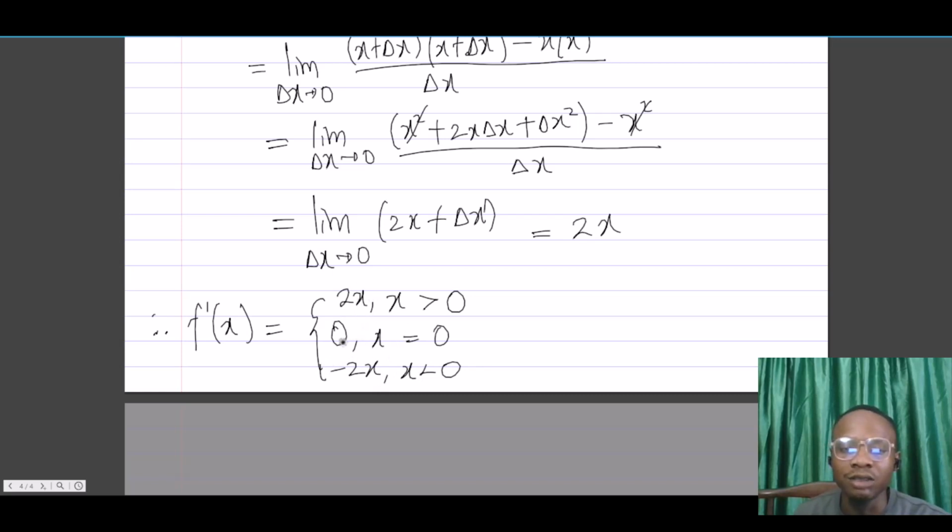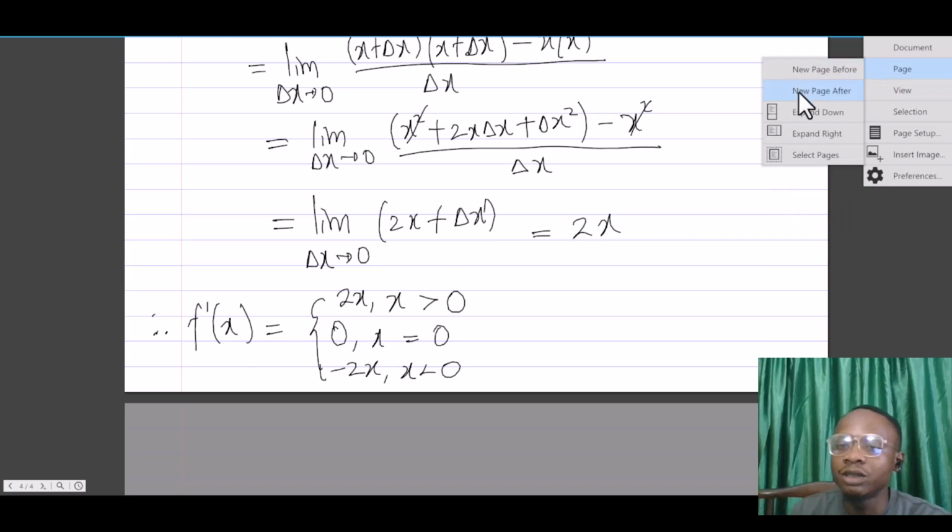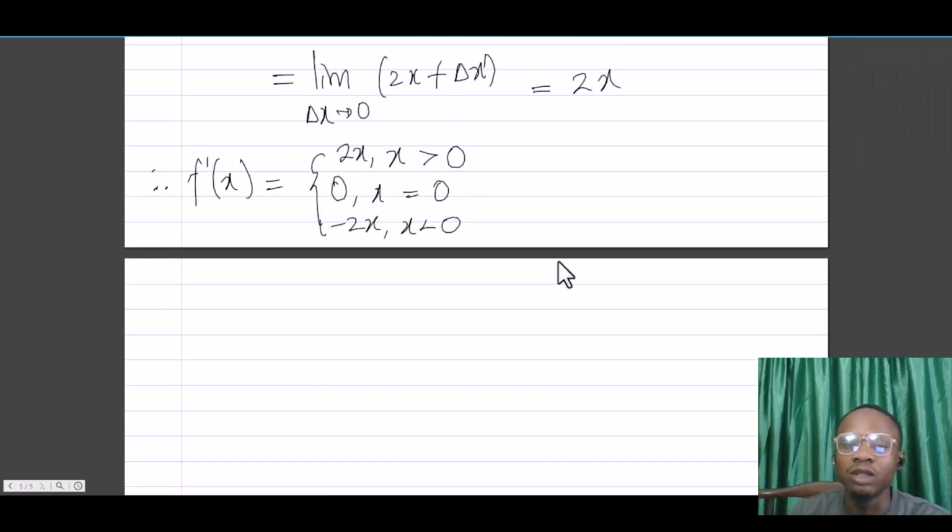The function has a derivative at x equal to 0, like we did establish in the first part of this same problem. Now we have also seen that when x is greater than 0, the derivative is 2x, and when x is less than 0, it is minus 2x. So what can we deduce from this? Can we really reach a conclusion in line with what the second problem requires of us?